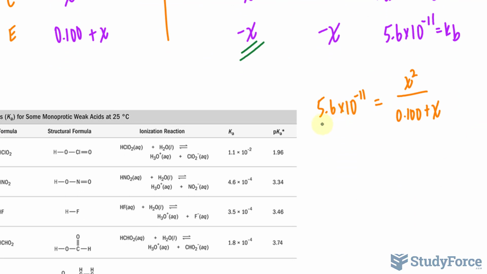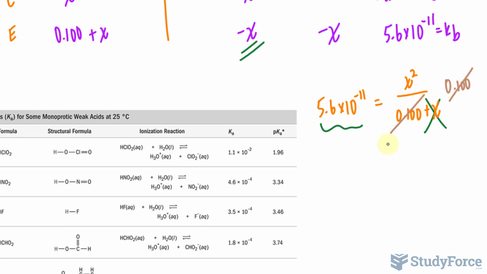Now, because this number is so tiny, I can make the assumption that this plus x, we don't need it. And you can only make that assumption if your K value is really small, like it is here. By making this assumption, it actually makes the solving process for x squared, rather x, easier. Otherwise, if you don't make it, then you have to use the quadratic formula, which takes more time. So I'll solve for x by multiplying both sides by 0.100.